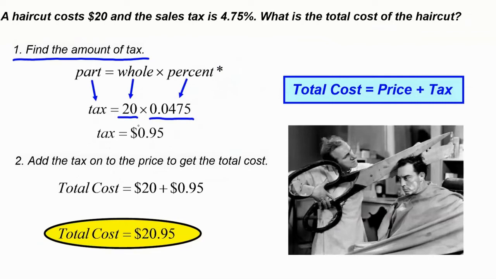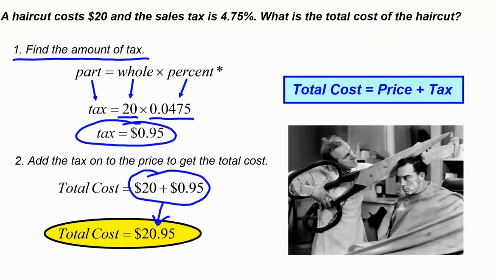I multiply those together to get a total of 95 cents in tax. And then I have to add that tax on to the cost of the haircut to get the total cost of the haircut, which was $20.95. And that's finding total cost and tax.